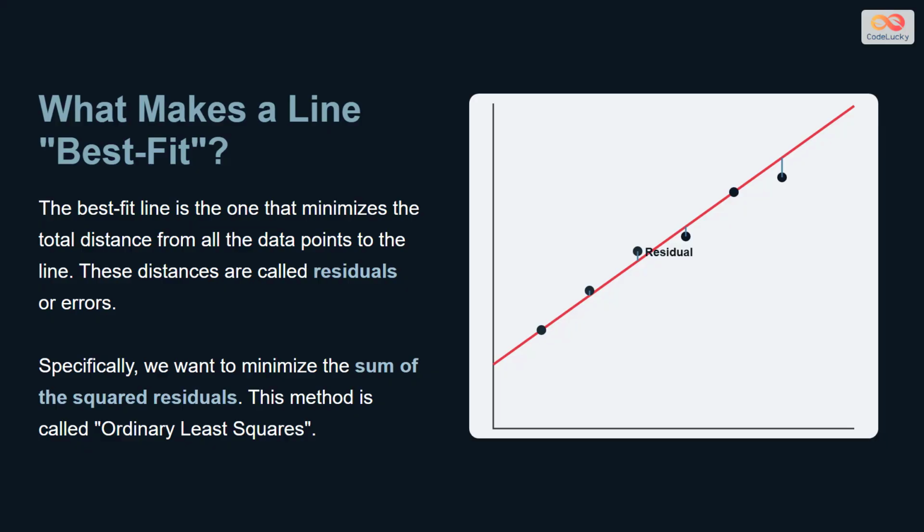How do we know we have the best line? We determine this by looking at the errors, which are the vertical distances between our actual data points and the line itself. These errors are also called residuals. The best fit line is the one that minimizes the sum of the squares of all these residuals. This is a method known as ordinary least squares.